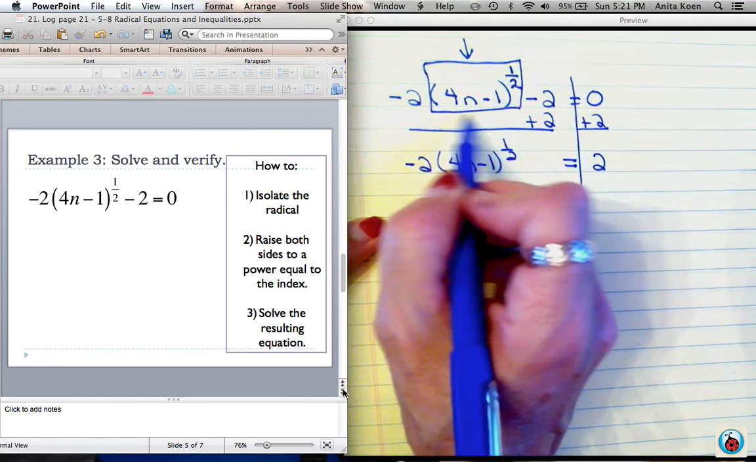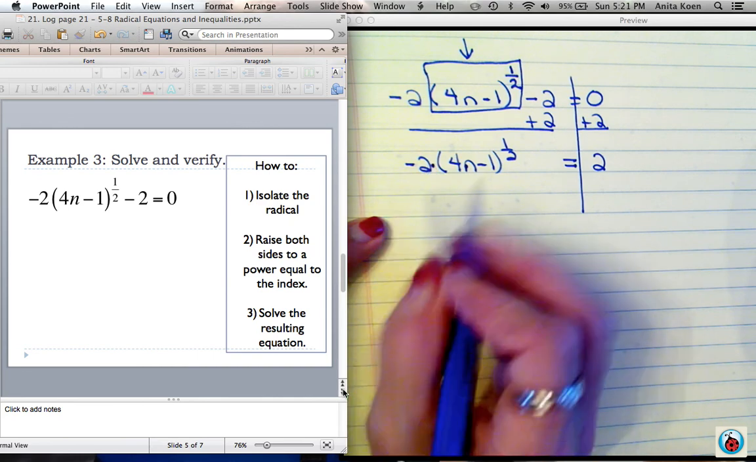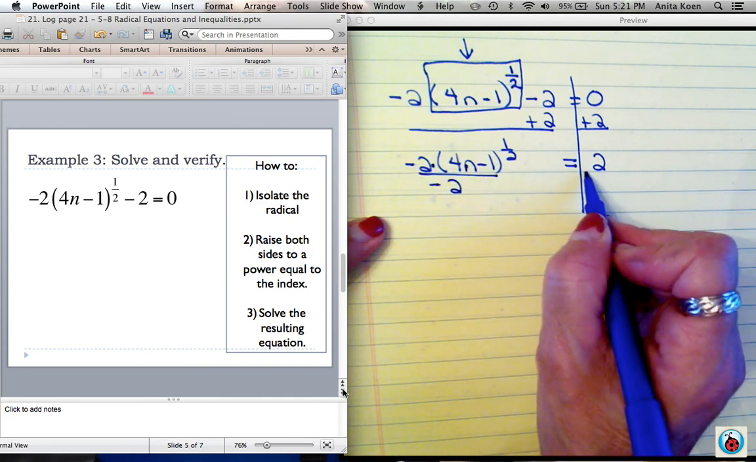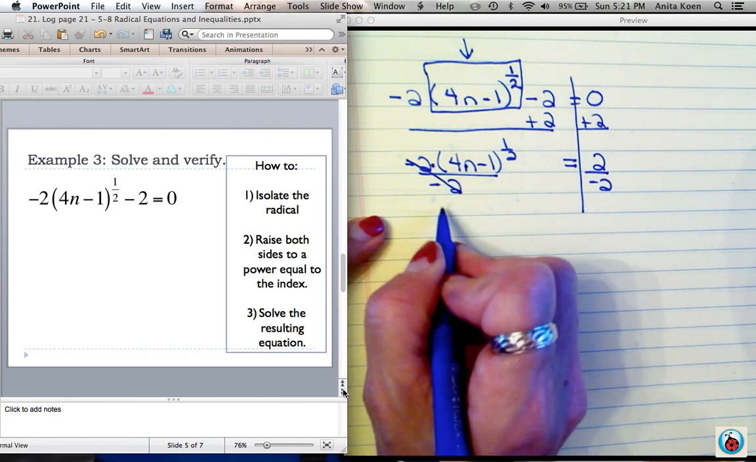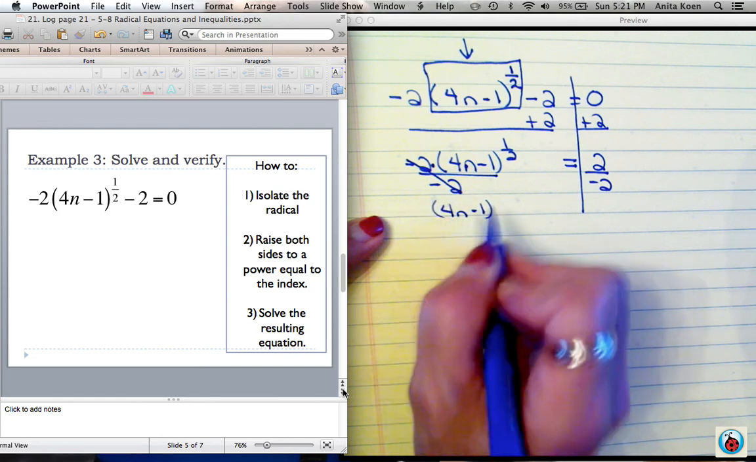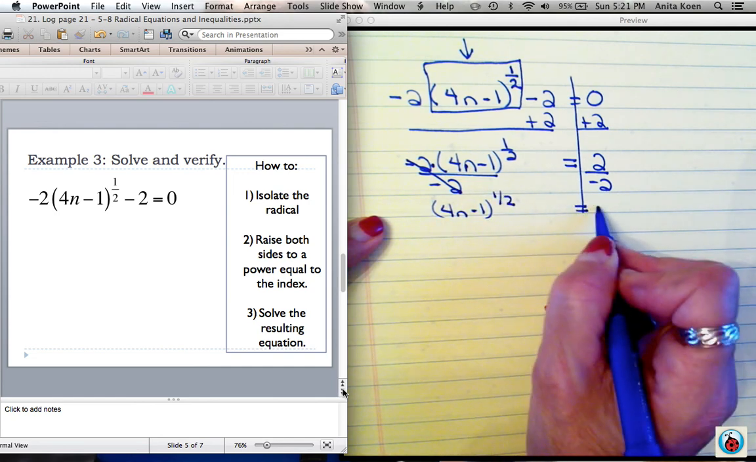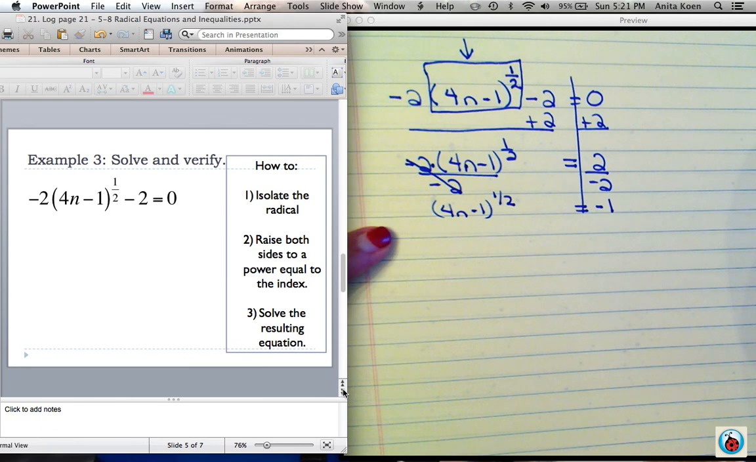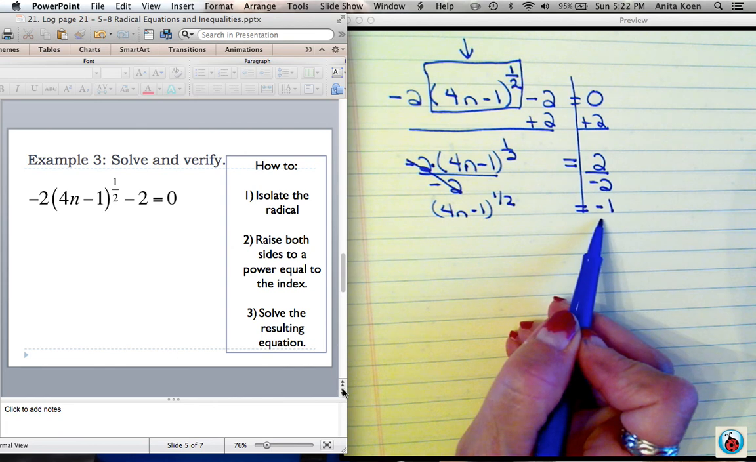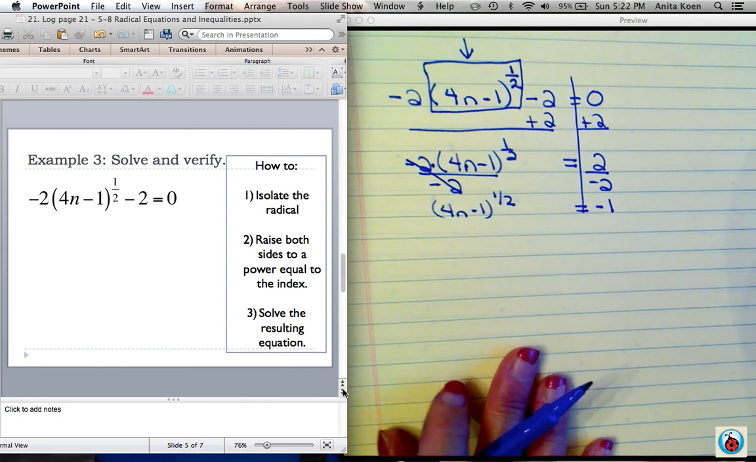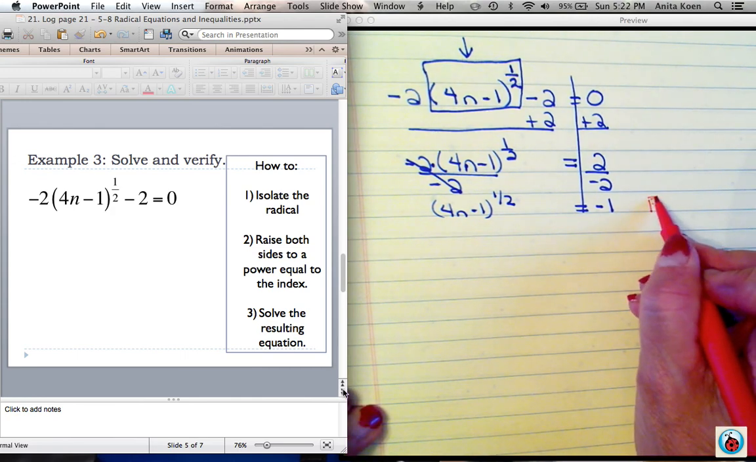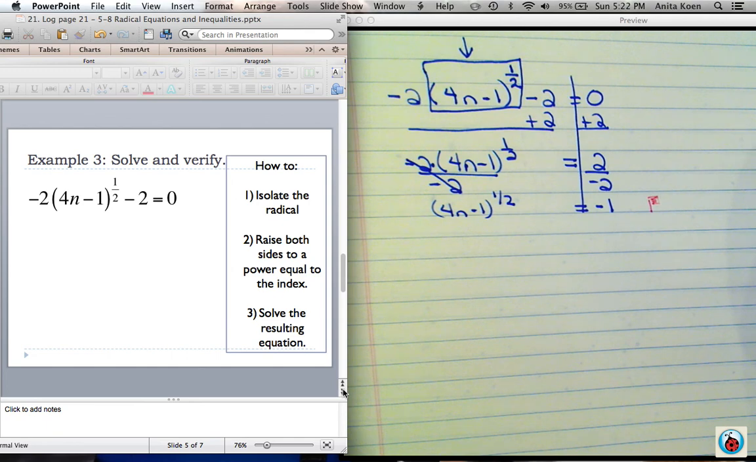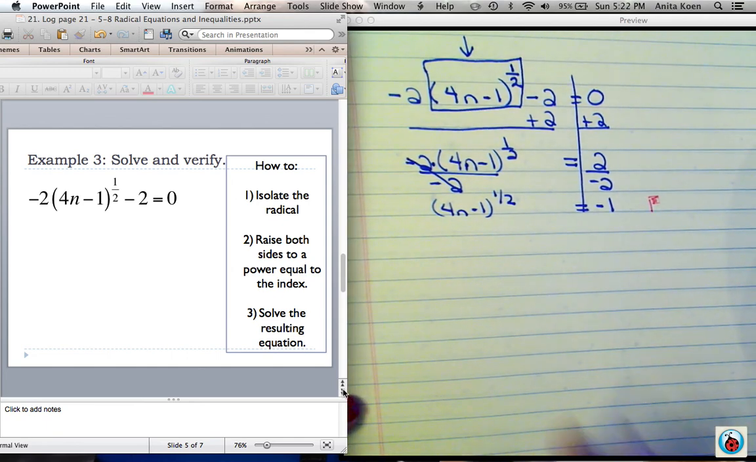Now I'm still trying to isolate my radical, so I have to get rid of this multiplication by negative 2. So I'm going to divide by negative 2. Negative 2 divided by negative 2 is 1, so that leaves me with 4n minus 1 to the 1/2 power is equal to negative 1. Now at this point, you might notice that you have a square root equal to a negative number, and that might send up a little red flag for you. But if it did not send up a little red flag for you, then you would probably just keep on simplifying this. Okay, and we'll come back and talk about this little red flag in a moment.